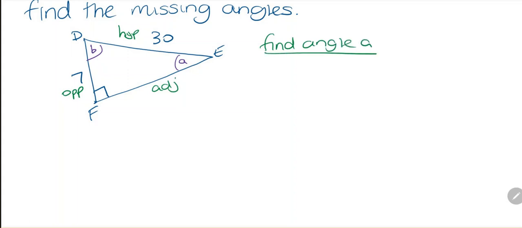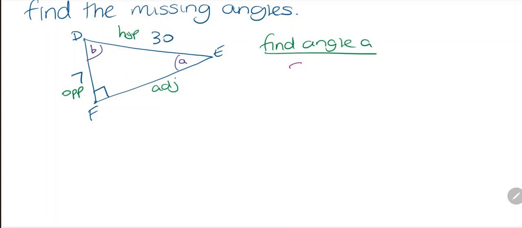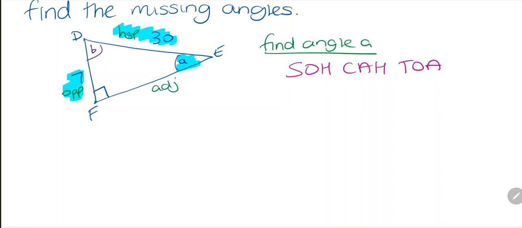Now, we've got opposite. So let's write SOH CAH TOA. So we're going to use opposite, and we're going to use hypotenuse, and we need A. So we don't need adjacent. So anything with an A, we can cross out. So we're going to use sine.